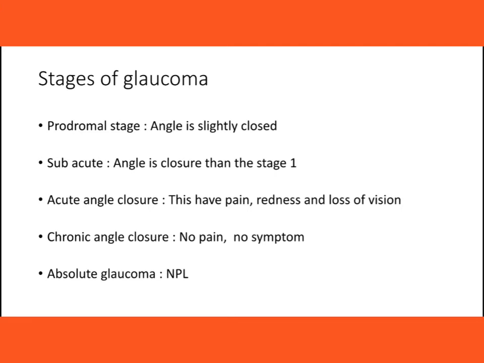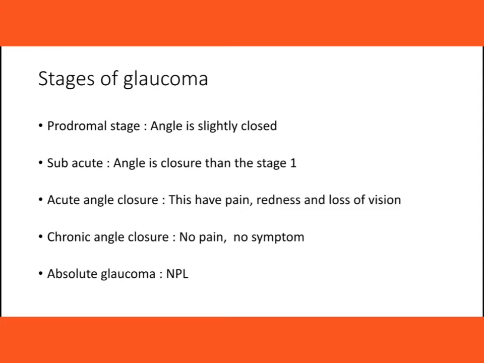So these are the stages of glaucoma. First of all, the prodromal stage, where the angle is slightly closed, and then the subacute stage, where the angle is more closed than in stage 1, that means more closure of the angle. Then acute angle closure, where there is severe pain, redness, and loss of vision. And chronic angle closure, where there is no pain, no symptoms, and then absolute glaucoma, that means NPL.